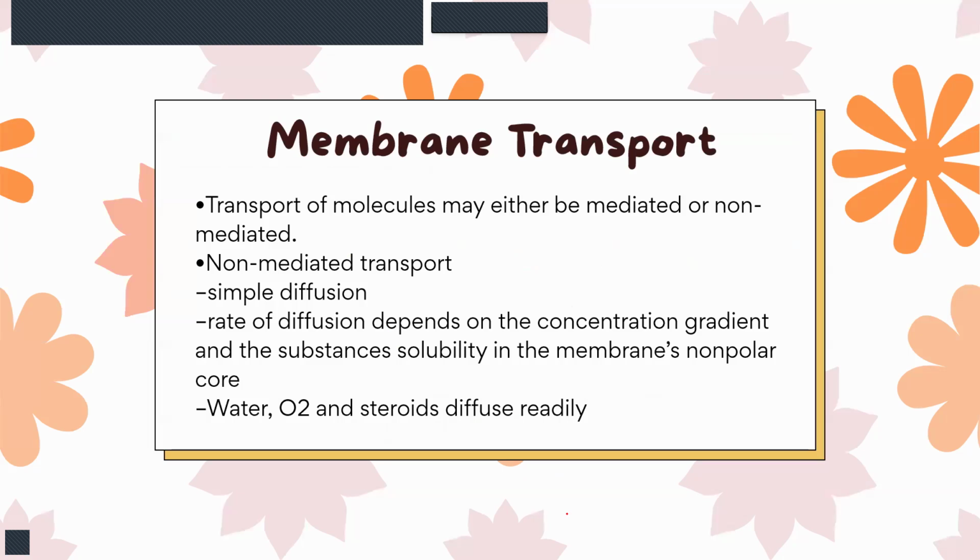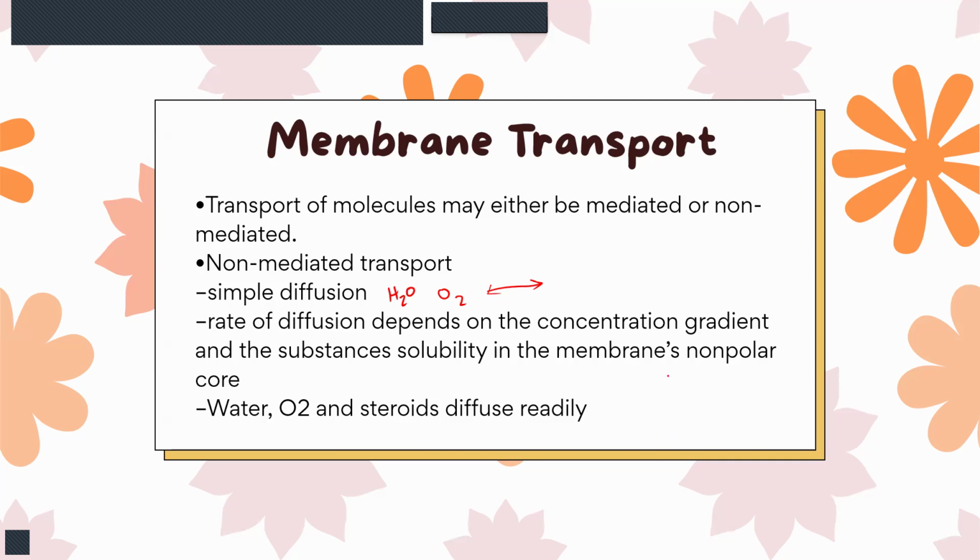Now, membrane transport is the transport of molecules. It can be either mediated or non-mediated. There is what is known as non-mediated transport. This is something known as simple diffusion. Effectively, H2O or O2 or some hormones will freely move across a membrane. So they can diffuse across a membrane, making their way from one side of the membrane to the other without any sort of intervention. They will be able to just kind of sift straight through. Now, the rate of that diffusion depends on the concentration gradient and the substance's solubility in the membrane's nonpolar core.